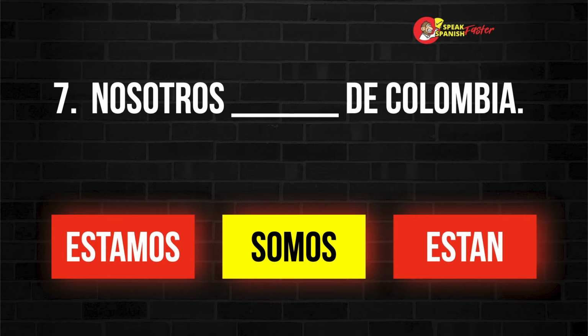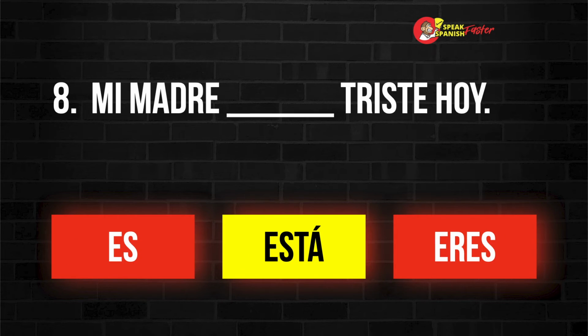So next we have nosotros somos de Colombia. So we are from Colombia. So again, whenever we are talking about our identity, where we are from, we always use the verb ser. Okay? So we are from Colombia. Nosotros somos, which is the us form, I guess you could say the we form of the verb ser. Somos.